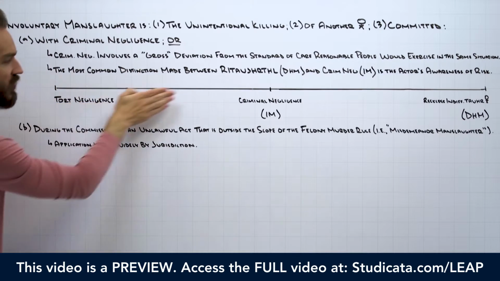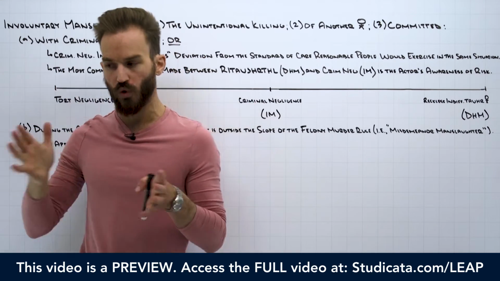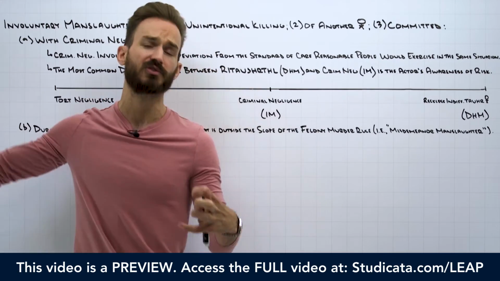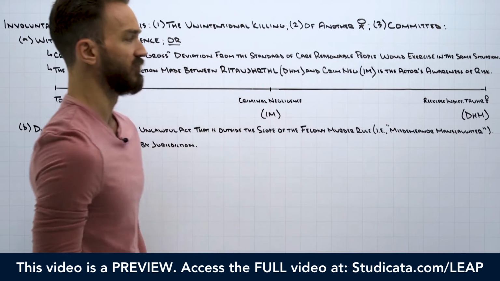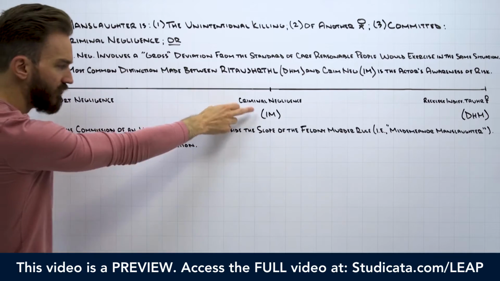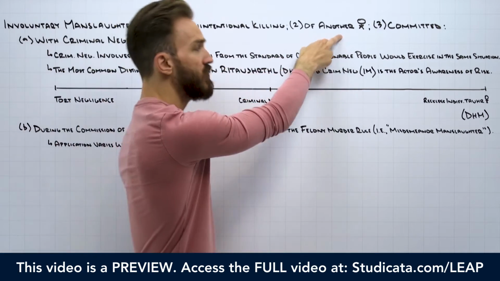As we move up the spectrum to get to criminal negligence, we need something far more gross than that. We need a major deviation, a gross deviation from the standard of care reasonable people would exercise in the same situation. Another important note to make, to get to involuntary manslaughter, remember, we need a killing of a human being.